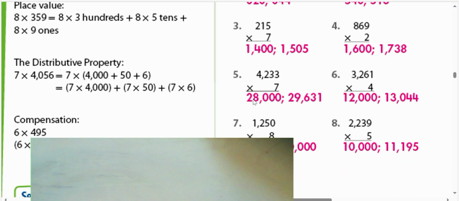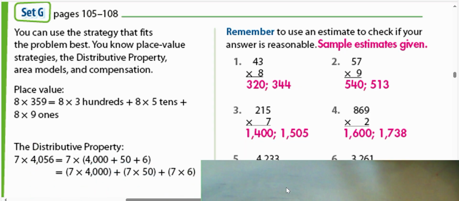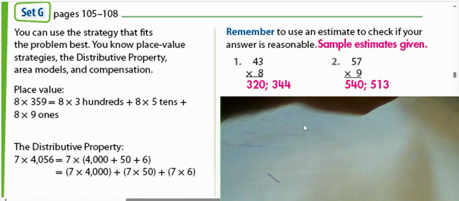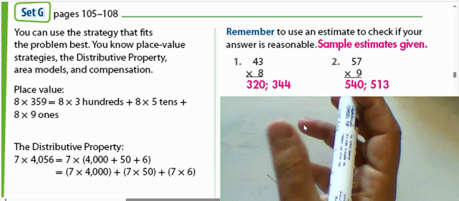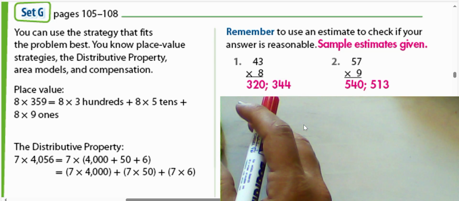Next question, using also this strategy, the base value strategy. Like this number, 8 times 359, we can write 8 multiplied by 300 plus 8 times 5 tens plus 8 times 9 ones. We call it distributive properties. Okay, you will find here the estimation, the number, and the actual number.